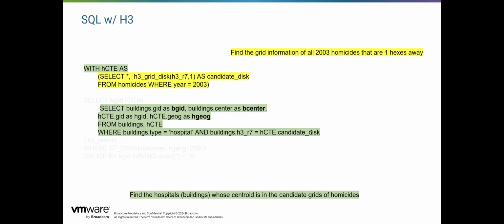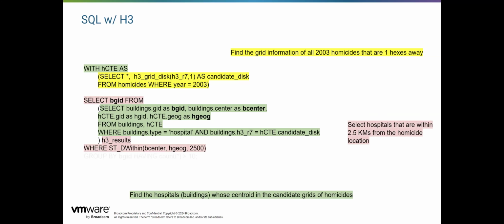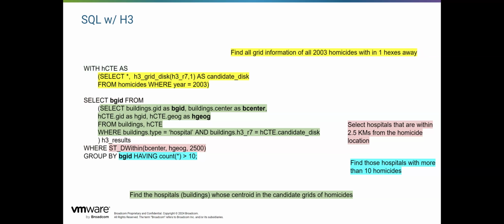Okay, and then you say, now I have eliminated most of the things, and I have to become more exact. I still need the exact location. So I have the exact location within 2.5 kilometers, and then I use the aggregate for more than 10 homicides. That's what I want. Gotcha. Okay, awesome. Next.